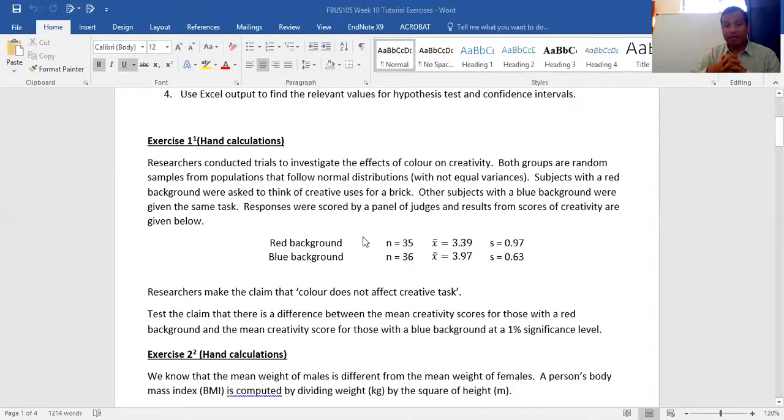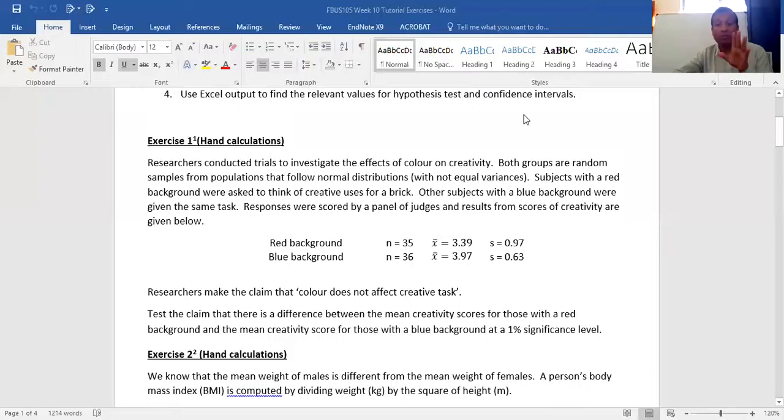Researchers make a claim that color does not affect creative tasks or creativity in a human being. So you need to test the claim that there is a difference between the mean creativity scores for those with a red background and the mean creativity scores for those with the blue background at a 1% significance level. What is the alpha value here? It's 0.01.